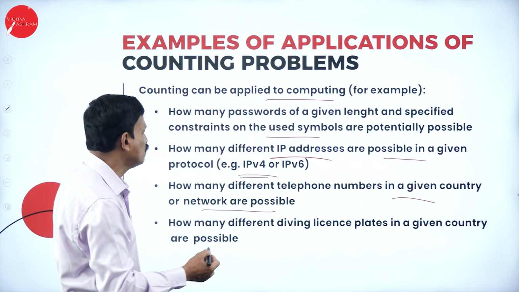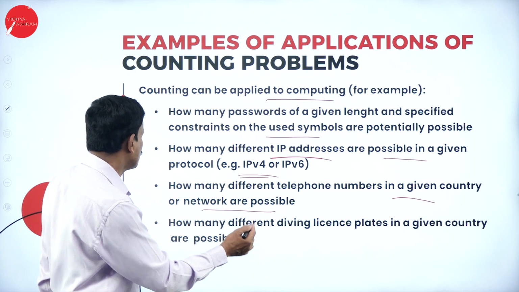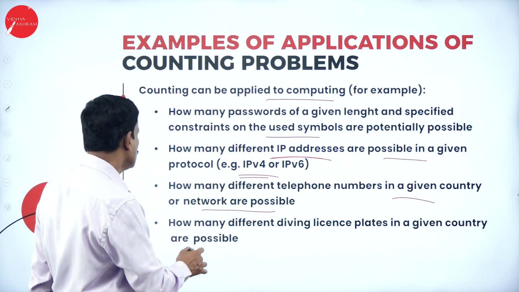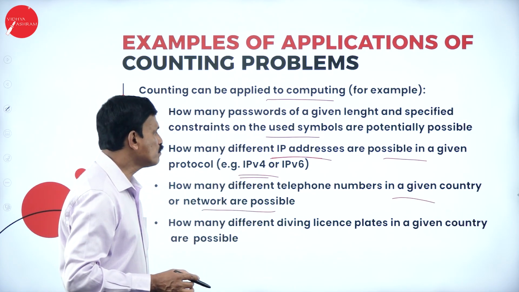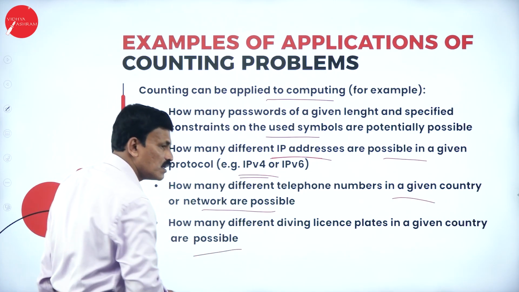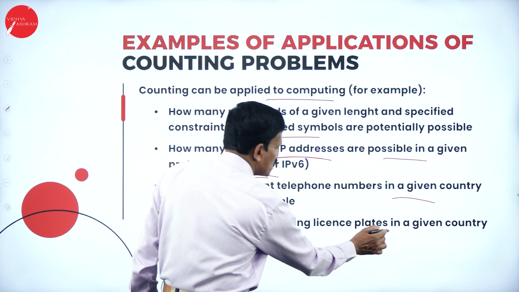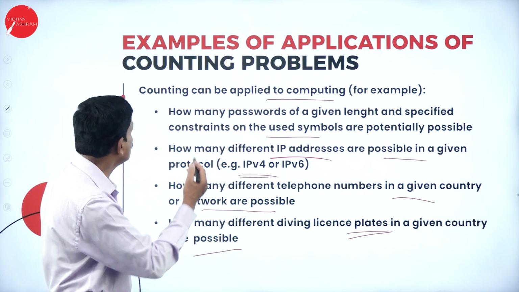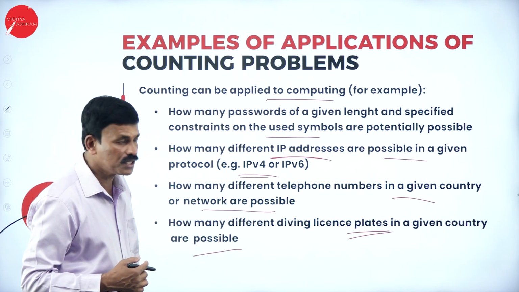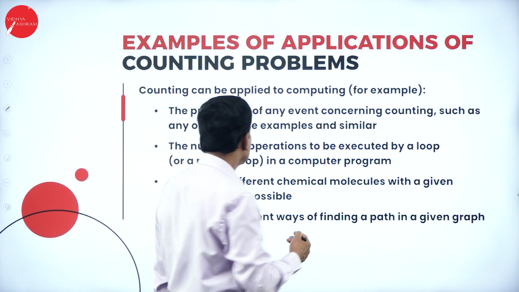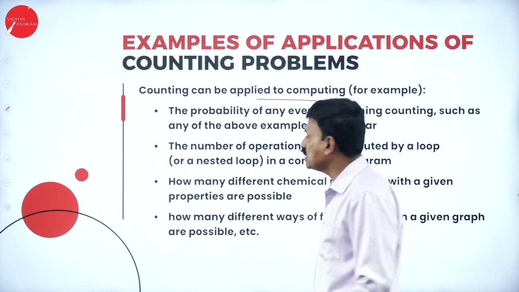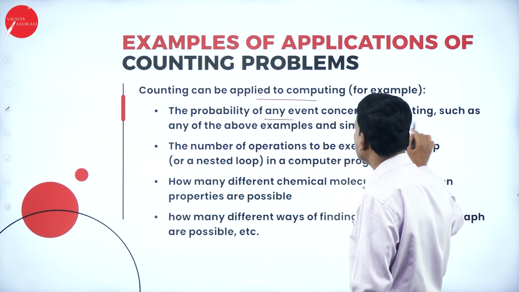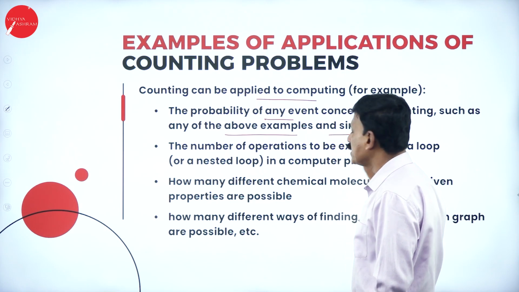How many telephone numbers in a given country or a given network are possible can be determined with the help of this principle of counting. How many different driving license plates in a given country are possible? That can be determined with the help of this counting principle. Another few more examples: this counting principle can be applied to the probability of any event concerning counting, such as the above examples and similar ones.